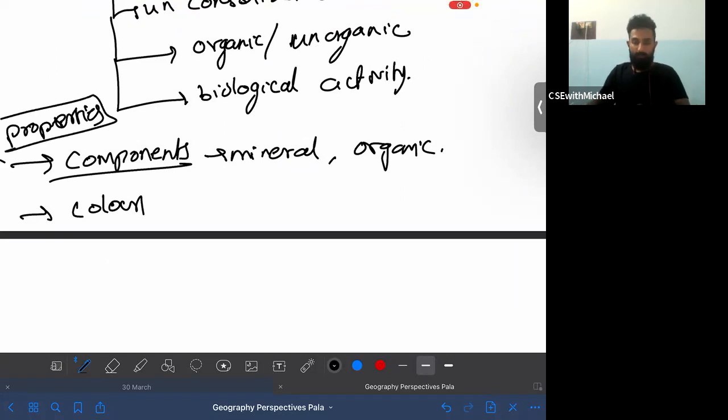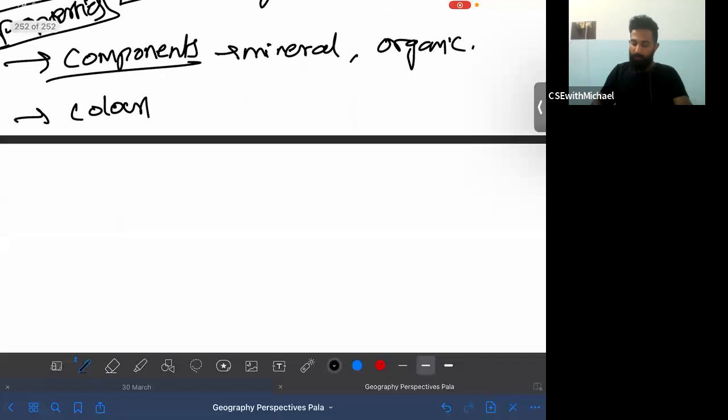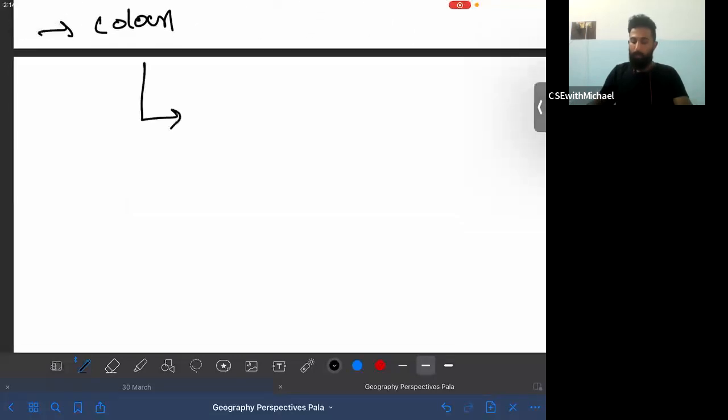There are different colors that soil has. There would be black colored soil, red colored soil, yellow colored soil, ash gray soil. Different kinds of soils are there. Roughly speaking, if you look at the color of the soil, black or dark color is normally associated with the prevalence of high humus content.